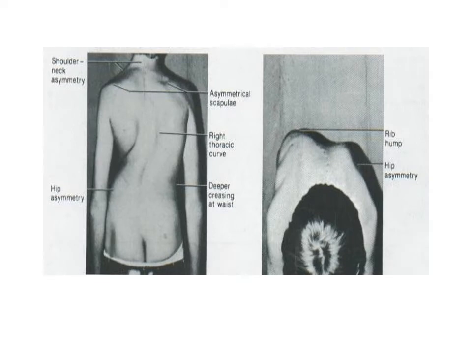This picture is also showing the shoulder neck asymmetry, asymmetrical scapulas, hip asymmetry, right thoracic curve, and in this picture, deeper creasing at the waist level. And you can see in the second picture, the rib hump and hip asymmetry.